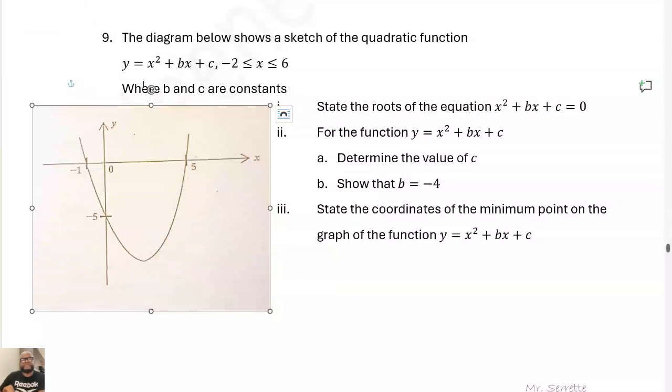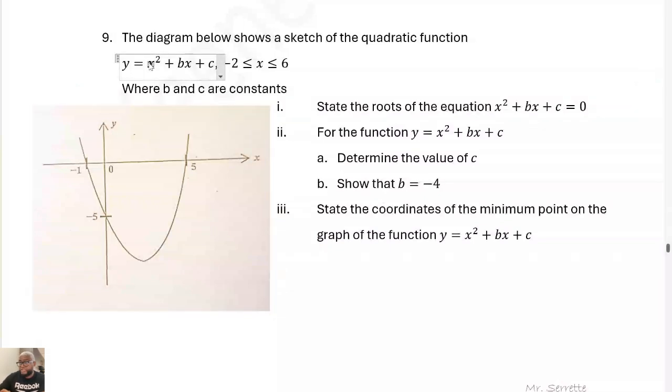So let me jump into the question. The diagram below shows a sketch of a quadratic function. They did not tell us what the quadratic function is fully, right? We have y is equal to x squared plus bx plus c. So what is the value of a? What is the number understood in front of x squared there? Anybody? 1. So we know the value of a is 1. We also know the value of c. What's the value of c?